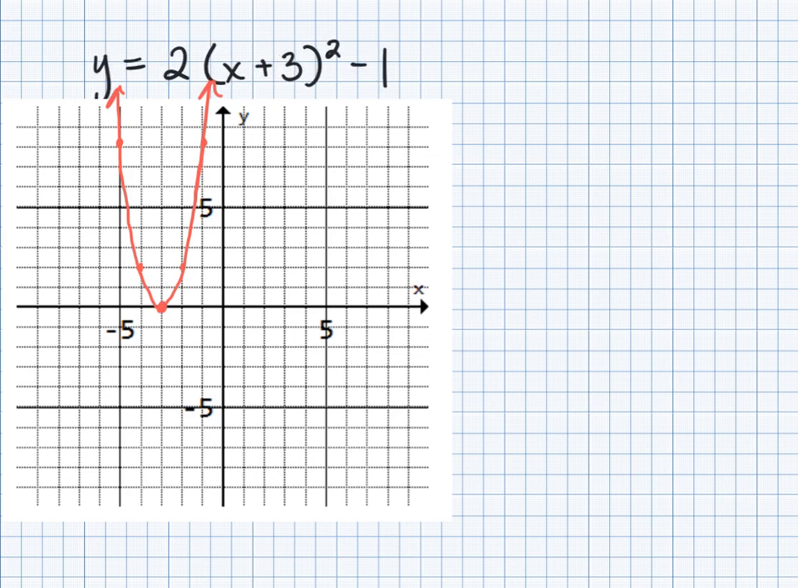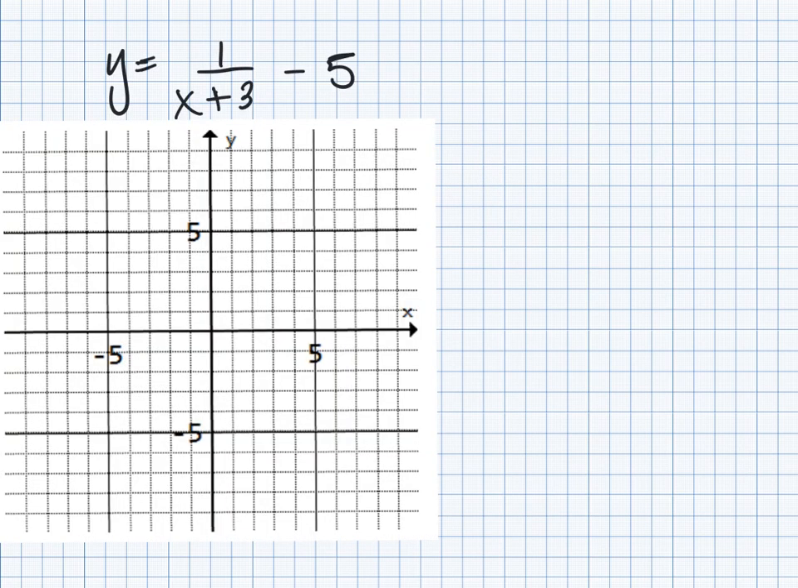That's that plus 3, remember, if this is x plus 3, that's really x minus a negative 3. So my locator point is negative 3 and then negative 1. So remember, h is the opposite direction of what you would expect, left or right. K is exactly the direction you would expect.